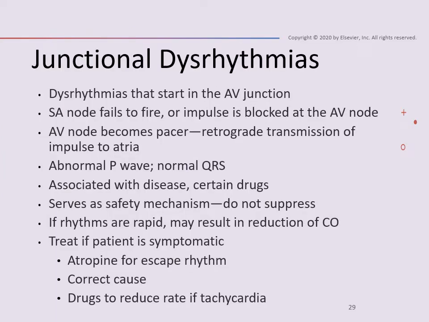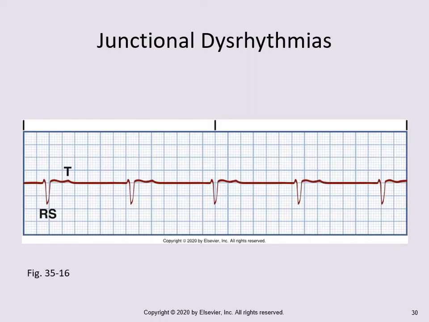The next thing we're going to talk about are junctional dysrhythmias. Junctional dysrhythmias start at the AV junction instead of at the SA node. Therefore, basically what you see is a QRS with no P wave at all. Basically, the AV junction becomes the pacer. These are associated with disease and certain drugs, but if for some reason the SA node isn't working, this serves as a safety mechanism and should not be suppressed.